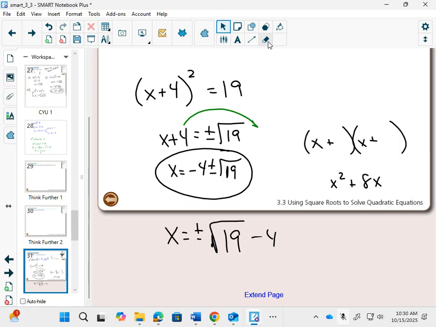Questions for this one? Circle 5, 8, and 9.